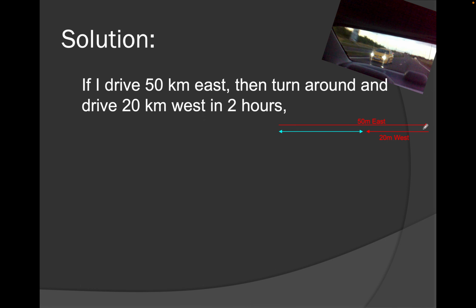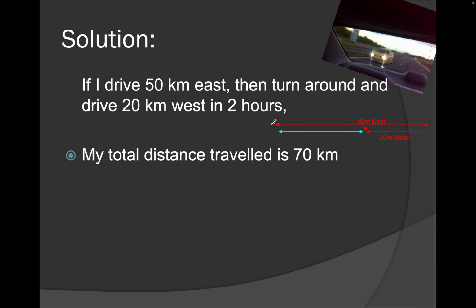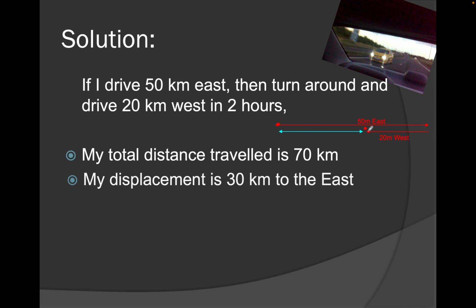50 east, 20 west. I started here, I finished here. This would be my displacement in blue. The red is my distance. So the distance is going to be 50 plus 20, 70 kilometers. My displacement, final minus initial, or you could just subtract the two. You could do 50 minus 20, nice and simple. And you'll get 30 kilometers to the east.